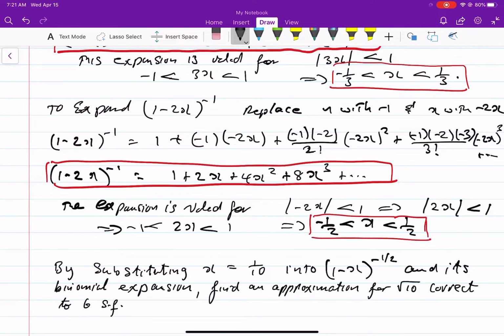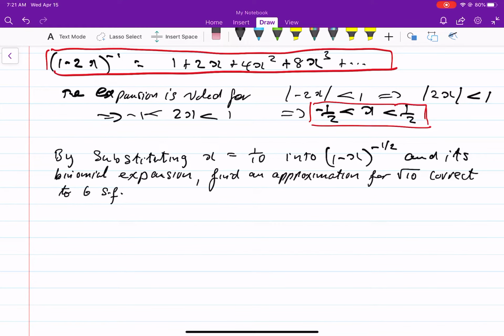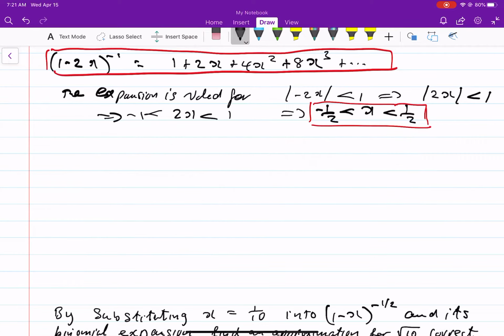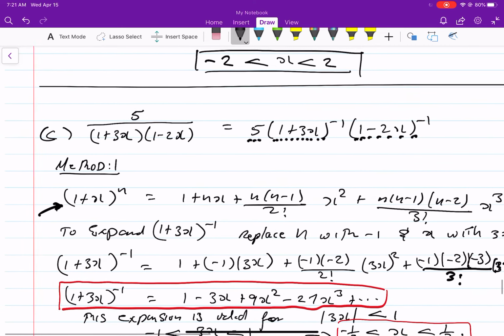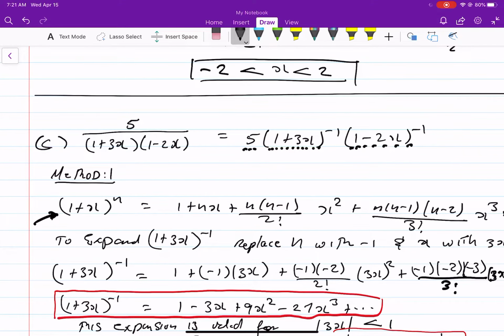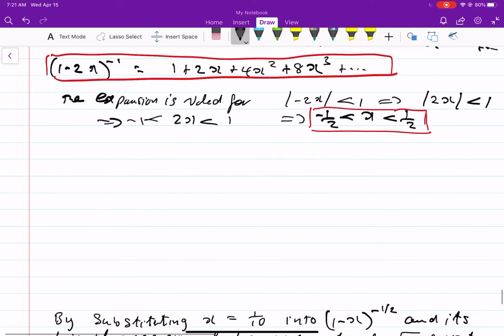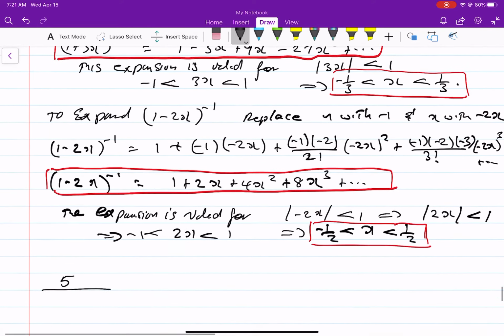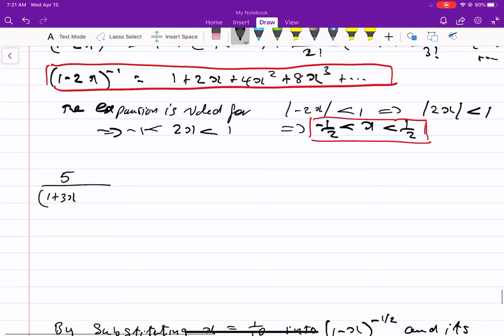Well, remember, let me create some space here. Remember, the original expression, 5 upon 1 plus 3x into 1 minus 2x, was rewritten as 5 into 1 plus 3x to the minus 1 times 1 minus 2x to the minus 1. So what we have to do is to multiply 5 by the expansion for the first one by the expansion for the second one.